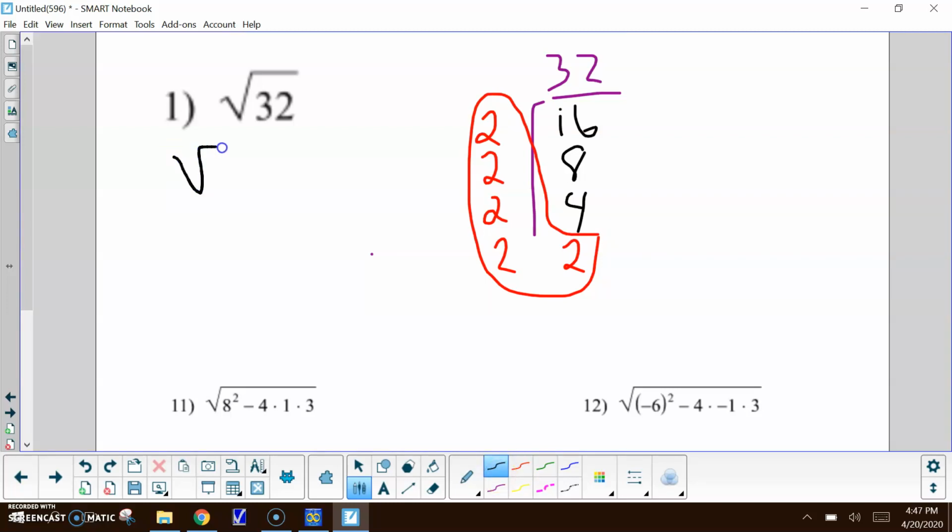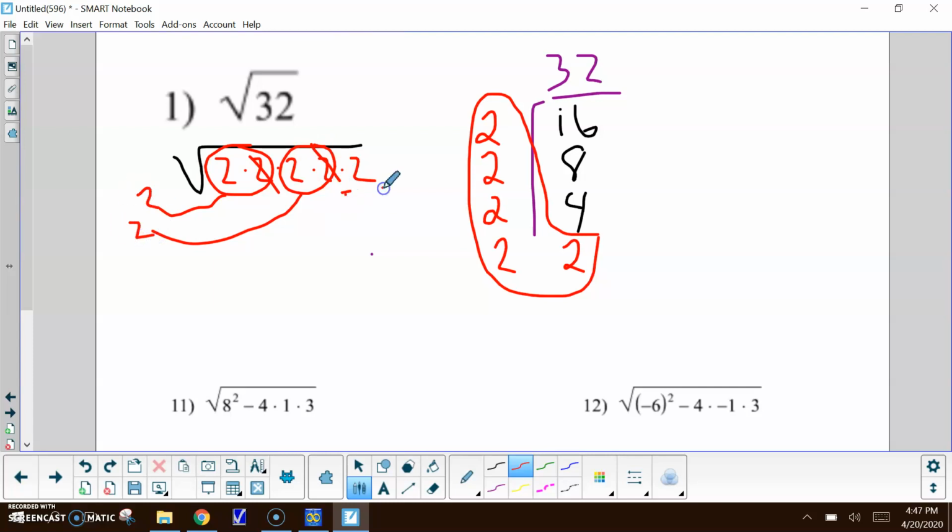So I can rewrite this as 2 times 2 times 2 times 2 times 2. 1, 2, 3, 4, 5. So I'm going to circle all my pairs. That means those are perfect squares. So a 2 comes out, and then another 2 comes out. All right, and what I'm left with is this 2. So on the outside of the radical, I have 2 times 2, and then on the inside, I have that 2 that didn't have a pair, so simplified is 4 radical 2.